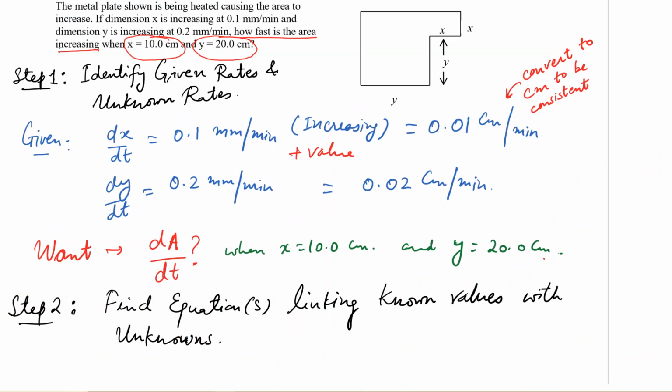Now, since we are interested in finding the rate of change of area, or how fast the area is increasing, it means we need to find an equation that links our area with our known values. So we're going to find a relationship between area and x and y. So how can we find this area? I'm just going to divide this diagram into two parts, one part and second part. So we can try to write the area of the first part plus the area of the second part. That will give us the total area.